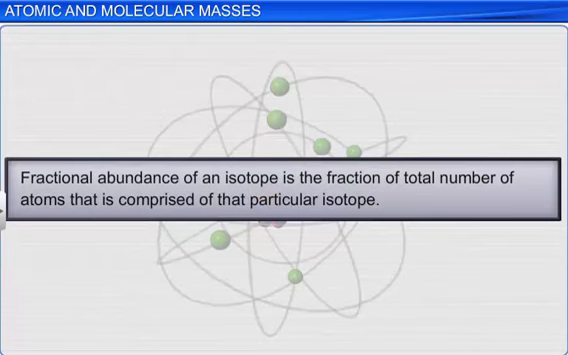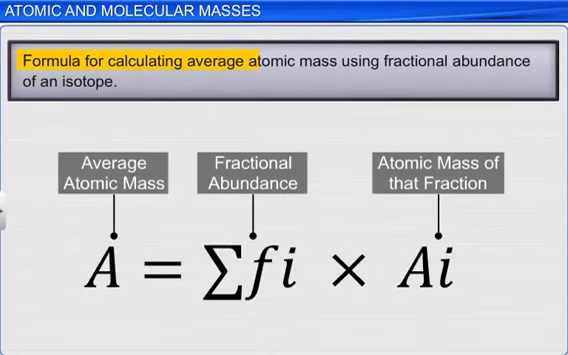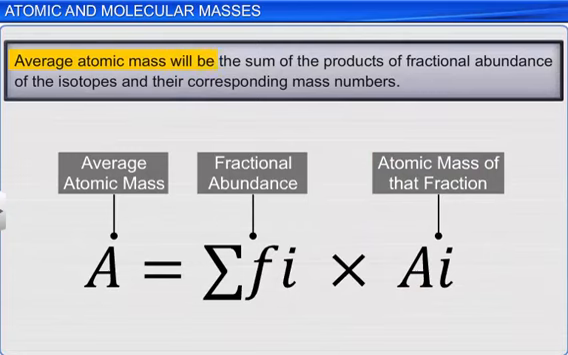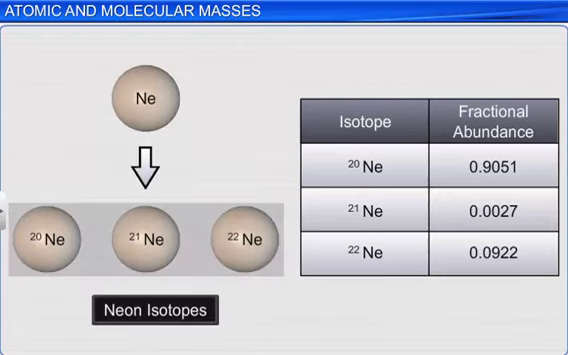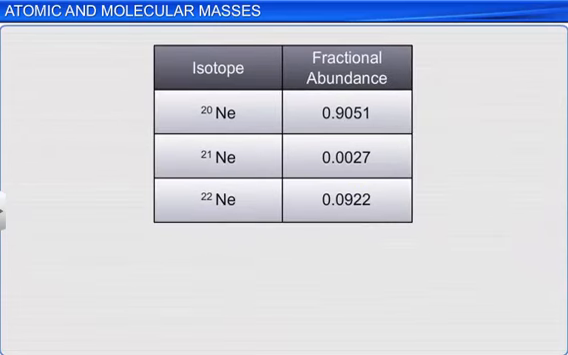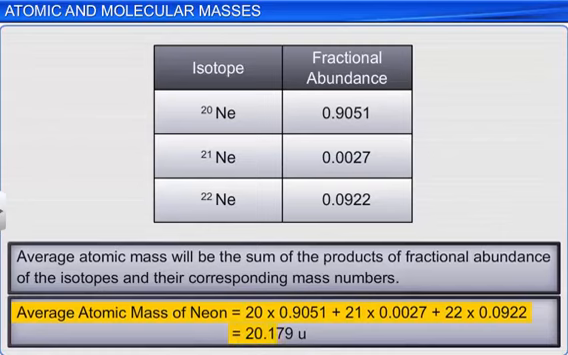We can also calculate the average atomic mass using fractional abundances of isotopes of an element. Fractional abundance of an isotope is the fraction of the total number of atoms that is comprised of that particular isotope. The formula for calculating an average atomic mass from fractional abundance is fractional abundance multiplied by atomic mass of that fraction. Thus, the average atomic mass will be the sum of the products of fractional abundance of the isotopes and their corresponding mass numbers. For example, neon consists of 3 isotopes: neon 20, neon 21 and neon 22, which have mass numbers and fractional abundances as shown in the table. The average atomic mass of neon will be calculated as 20.179 U.